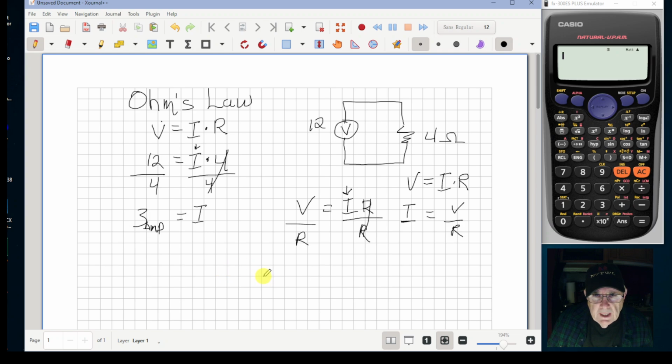So let's do that again, but this time let's solve it for R. So V is equal to IR. I want R by itself. Well, I is multiplying by R, so let's divide both sides by I. Those cancel, so now I get my third Ohm's law equation. R is equal to the voltage divided by the current.